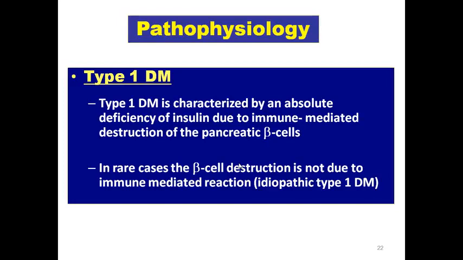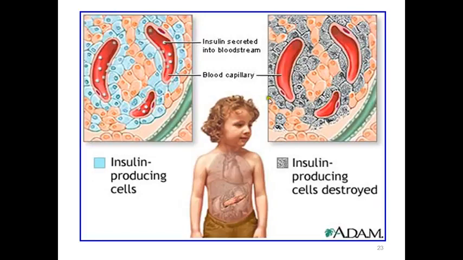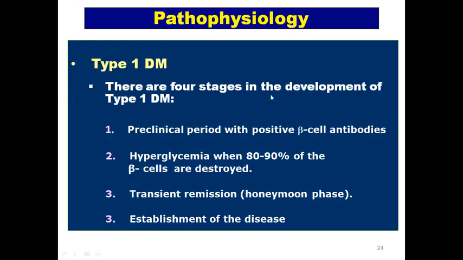So again, the same thing. Type 1 is absolute deficiency of insulin due to immune-mediated destruction. In rare cases, it's not immune-mediated and can be called idiopathic. So we can see in this picture these insulin-producing cells, the beta cells, quite nicely arranged around the arteries and their capillaries, and they are producing the insulin. Over here, there is destruction of the insulin-producing cells, and so no insulin is there in the blood.